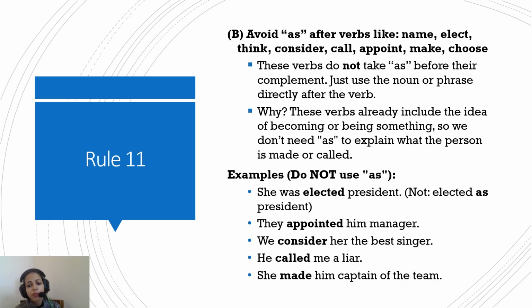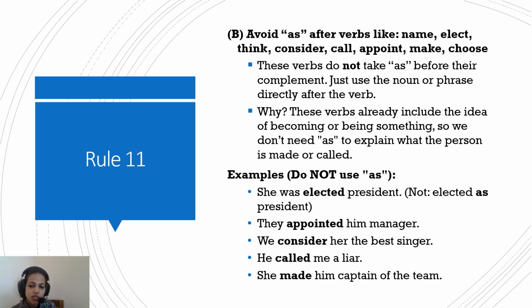She was elected president. You'll not say she was elected as president, because the word elected itself is complete enough to tell that she has been chosen as the president. So she was elected president. No as to be followed. They appointed him manager. They appointed him as manager would be wrong, because the word appointed itself is completely giving the meaning. There is no need of as as a connector.